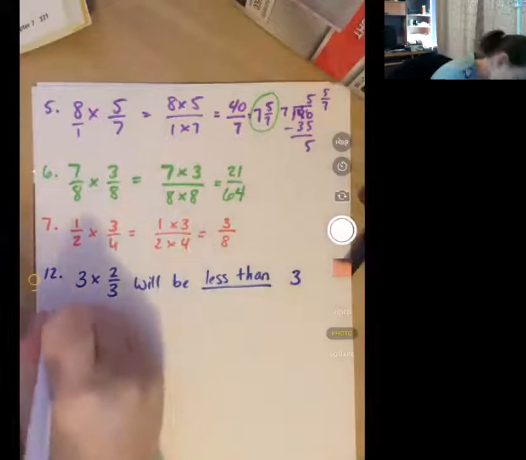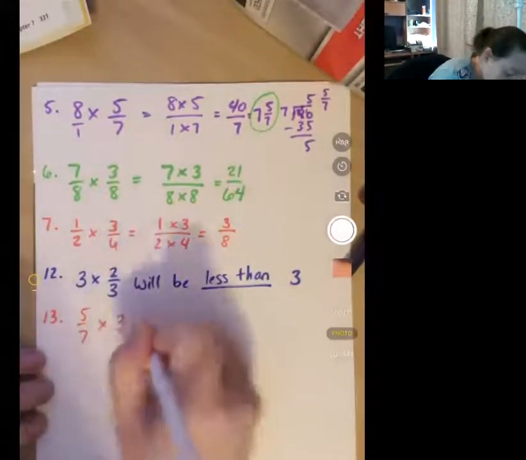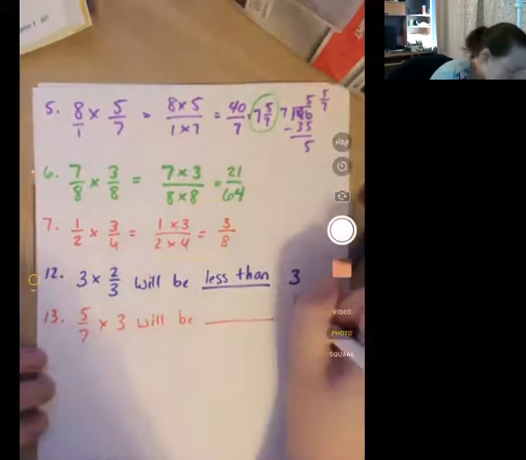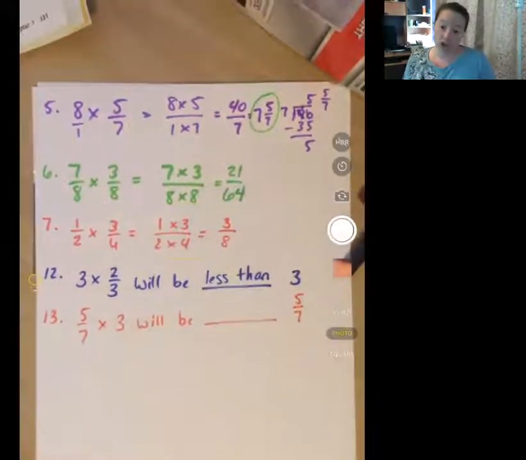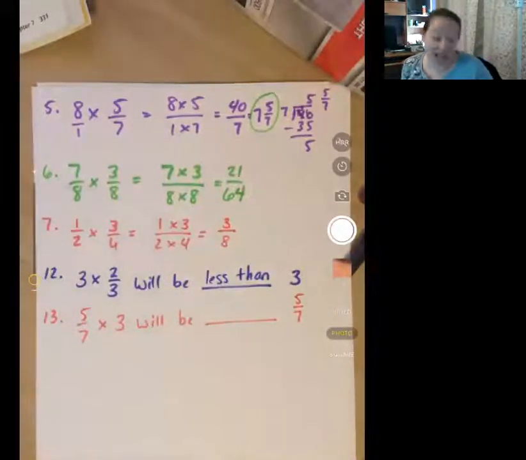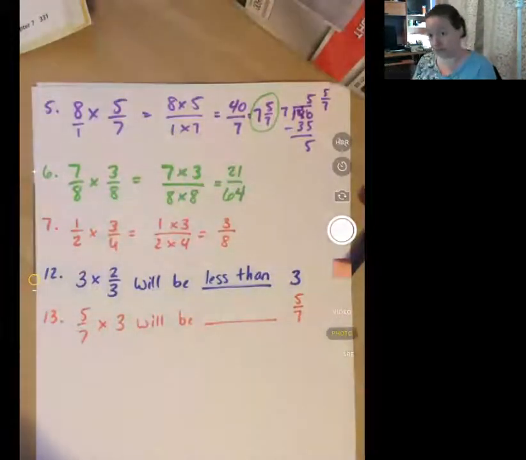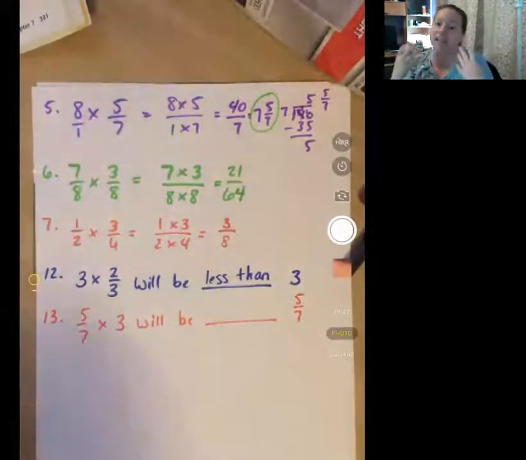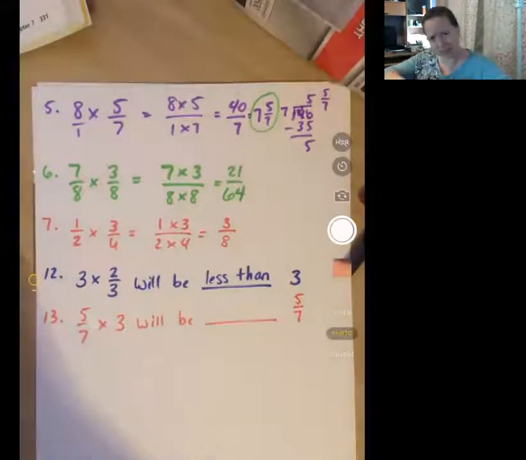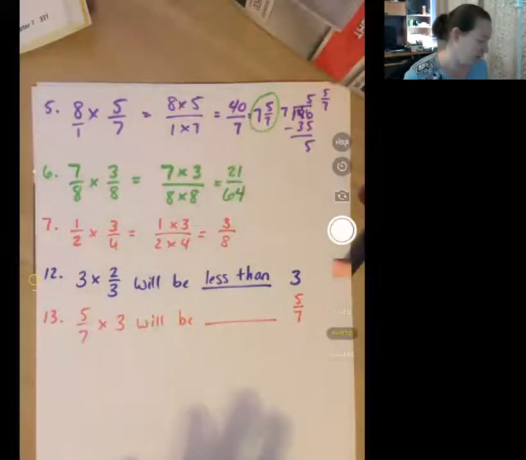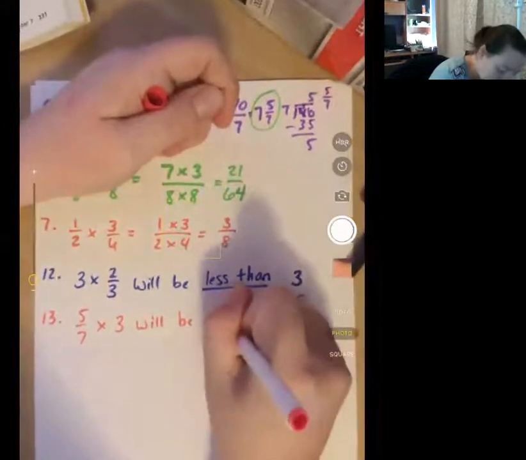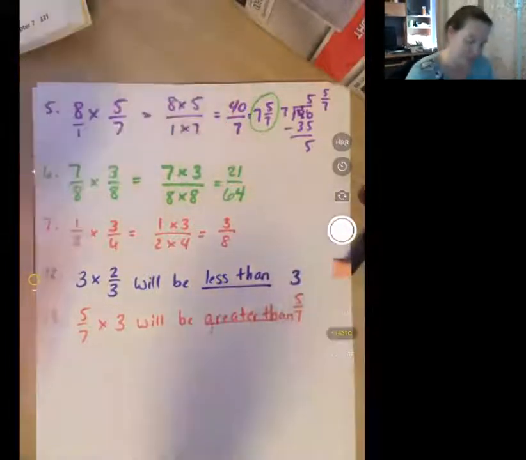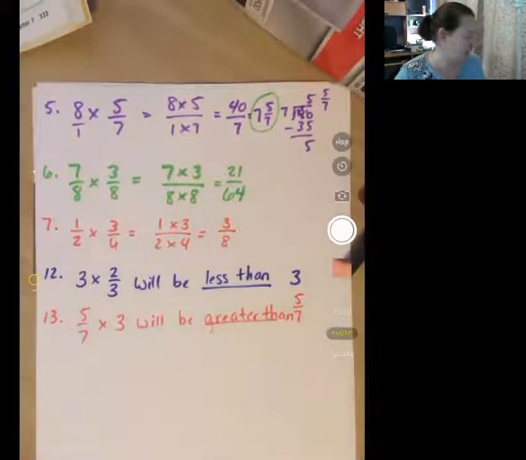Number 13. 5/7 times 3 will be blank than 5/7. Okay, so here I'm talking about my little fraction. I am taking 3 of those fractions, which means since I have 3 of those fractions, it's going to be more than 1 of those fractions. Okay, so if I have 5 here, 5 here, 5 here, even though they're only parts, now I have 15 parts. I had 5 parts, but now I have 15 parts. Does that make sense? Okay, so we are going to write down, they don't want more, they want greater than. So 5/7 times 3 will be greater than 5/7.